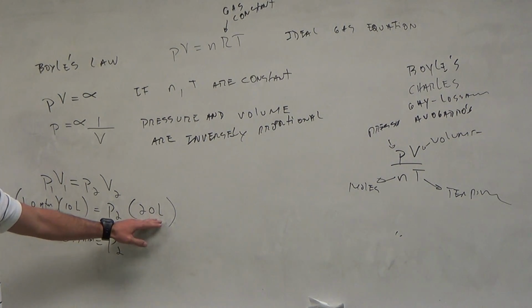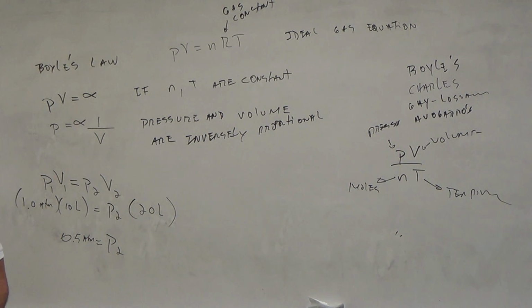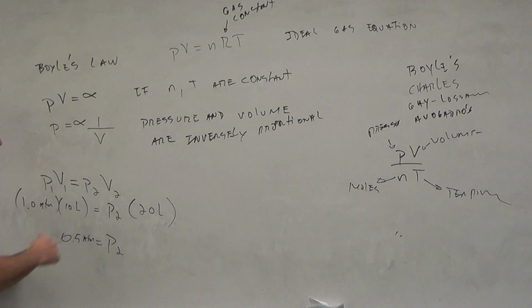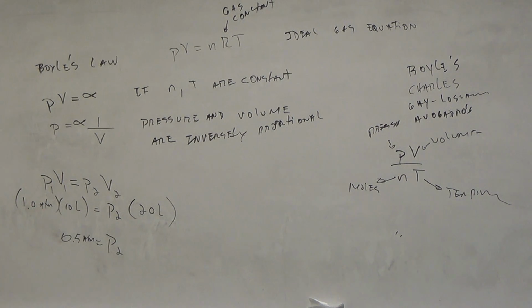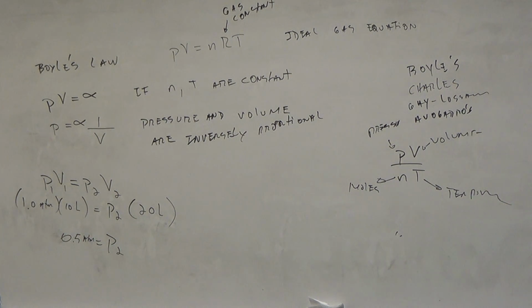So what did I do to the volume? I doubled it. I doubled the volume. So if I increase the volume, what happens to the pressure? It decreases. If the volume gets big, pressure gets small. Yes? I increased the volume, the pressure dropped. If I would have made this volume smaller, what happens to the pressure? It goes up. If I double the volume, the pressure decreases by a factor of 2. If I decrease the volume by a factor of 2, the pressure will go up by a factor of 2.